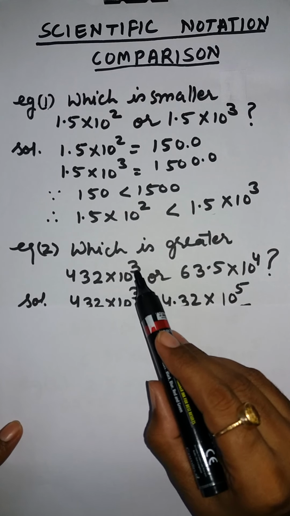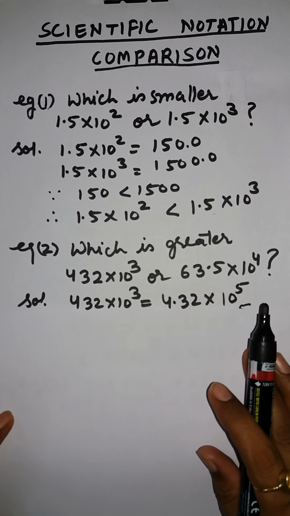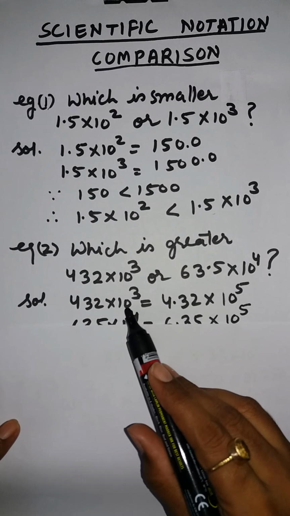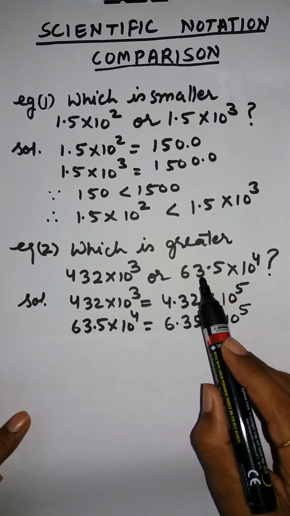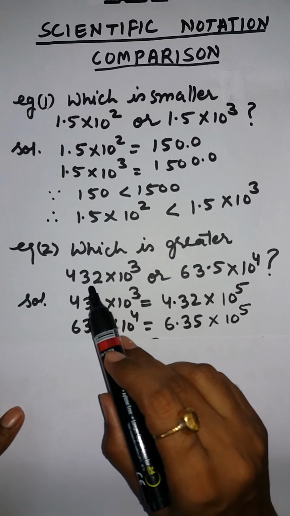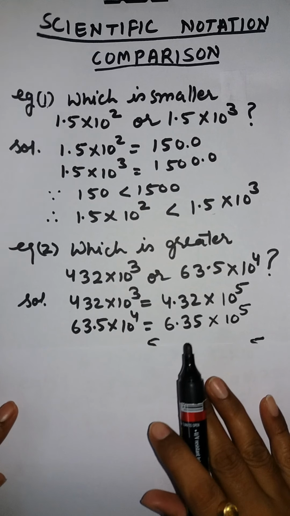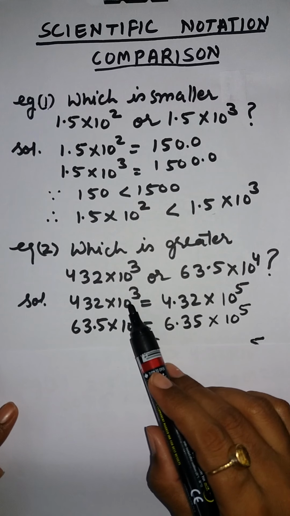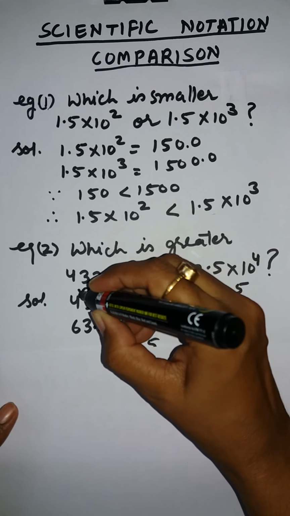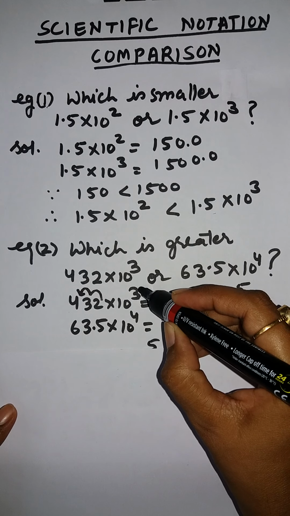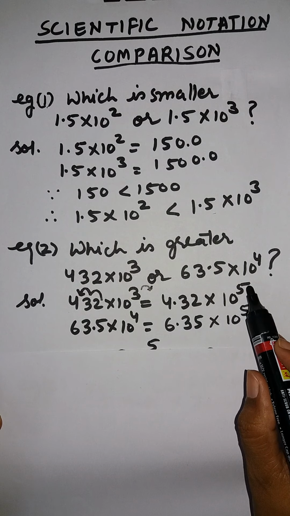Let us take another example. Which is greater, 432 into 10 raised to the power 3 or 63.5 into 10 raised to the power 4. First of all we see this is 432 and this is 63.5. We cannot say that this is bigger because it is 432. We also need to consider their powers. We first change this number into the scientific notation. This decimal will shift left side 2 steps, so the power of 10 will be increased 2 steps. So it will be 4.32 into 10 raised to the power 5.